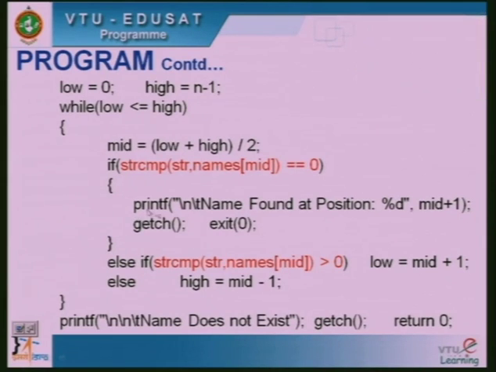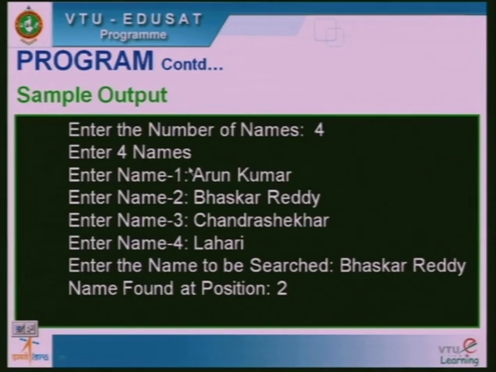But here make sure that the list of names we are providing should be in alphabetical order. So, this is a sample output of this program. Enter the number of names. I am entering 4 here, and I enter 4 names, something like Arun Kumar, Bhaskar Reddy, Chandrasekhar and Lahari, and then the prompt says enter the name to be searched.